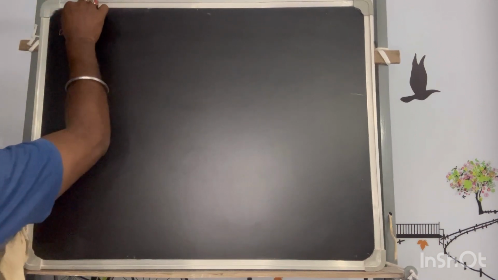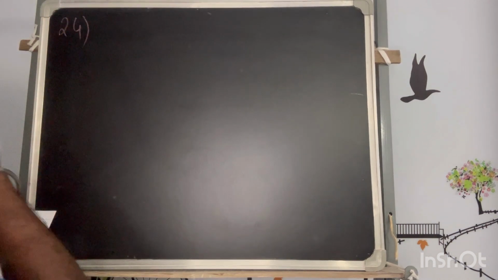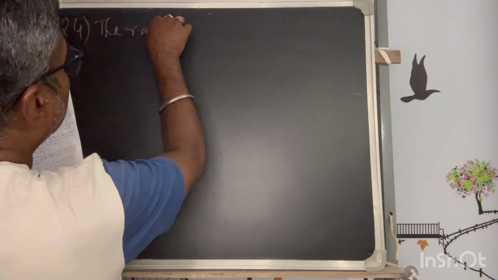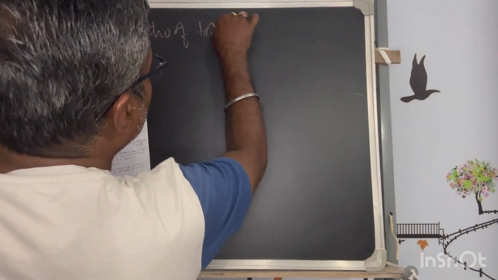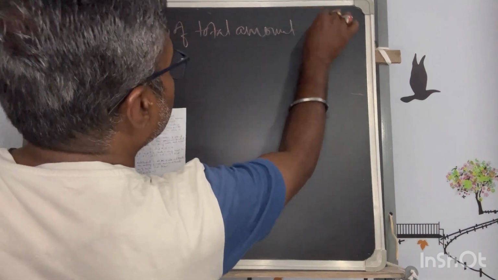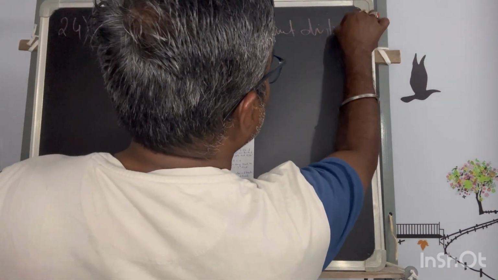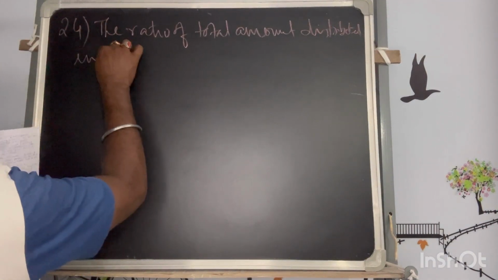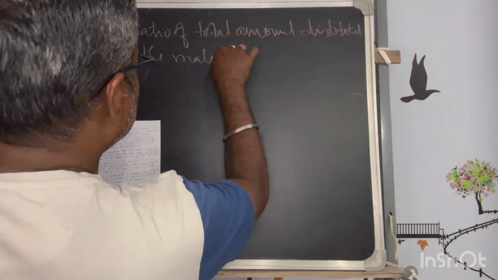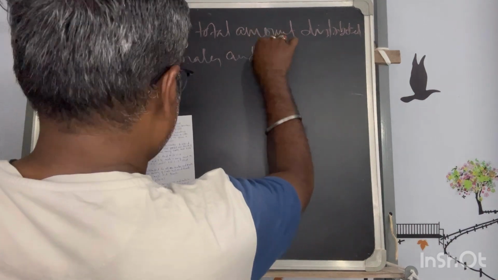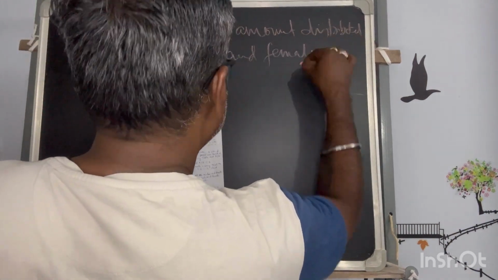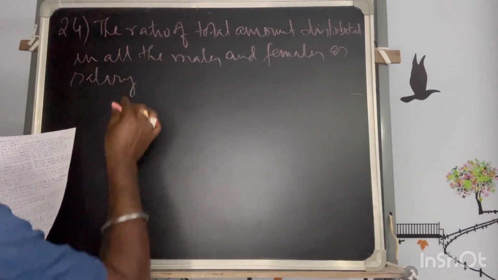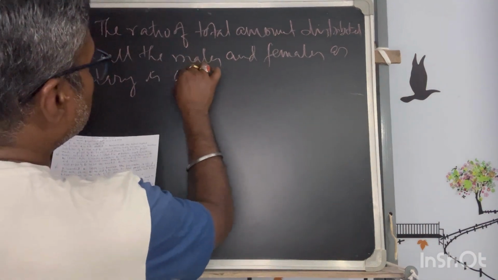Next, 24. The ratio of total amount distributed in all the males and females as a salary is 6:5.